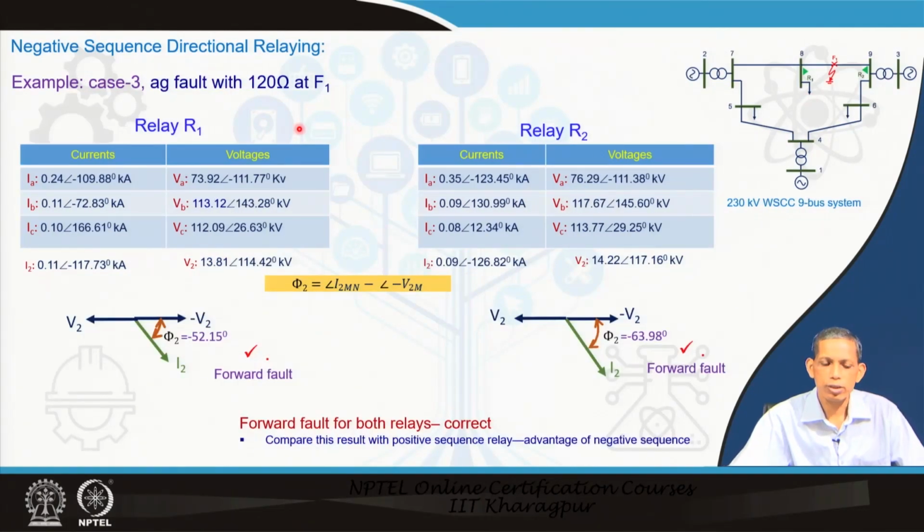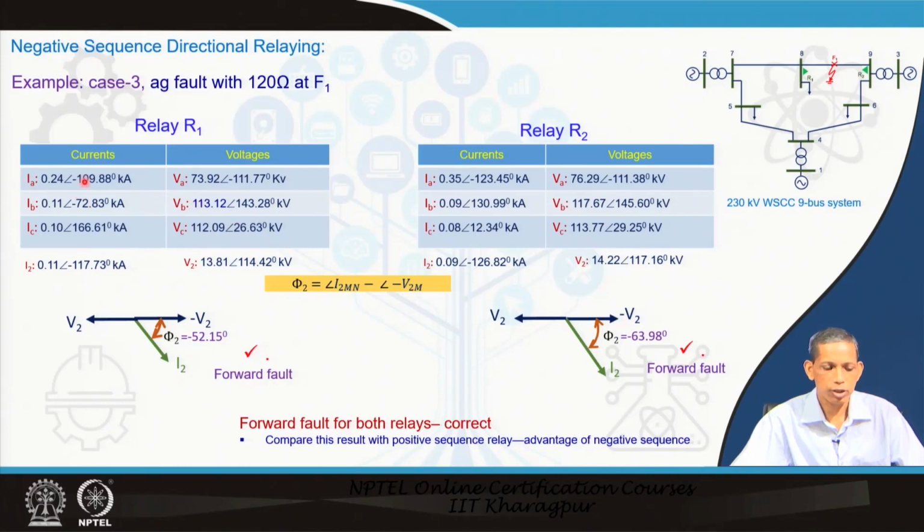Now, we will go next to the case with high RF. Note that from the sequence diagram we have already discussed that RF should not affect the negative sequence based relay. Let us see relay R1, relay R2, same forward fault, increased value of RF. The positive sequence was affected, not properly identified in the case of positive sequence.